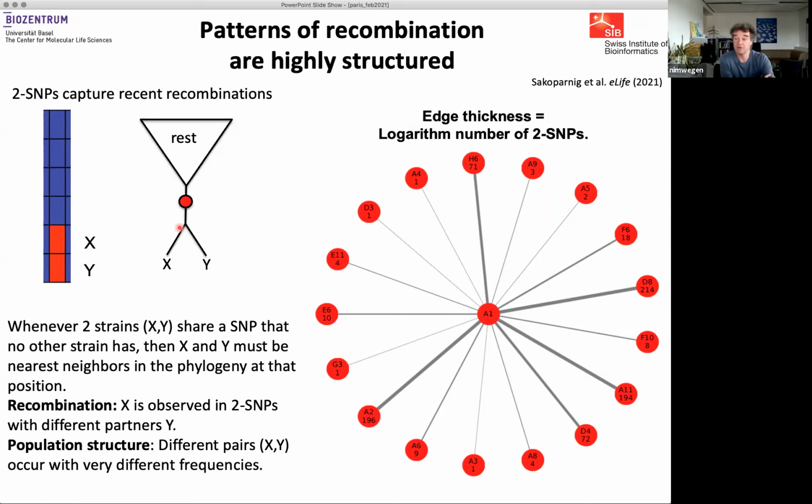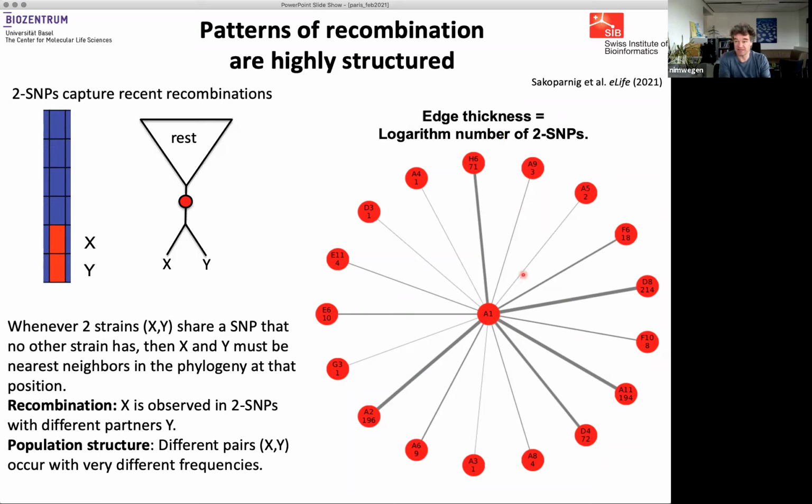Okay. So you can now play this game and take 1 strain of interest, in this case A1, and ask what are all the other strains with which strain A1 occurs in such pair SNPs. And what I'm showing here is all the other strains in our collection that have pair SNPs with A1, and the thickness of the line shows how many of these pair SNPs it has. In fact, the thickness is proportional to the logarithm of the number of pair SNPs.